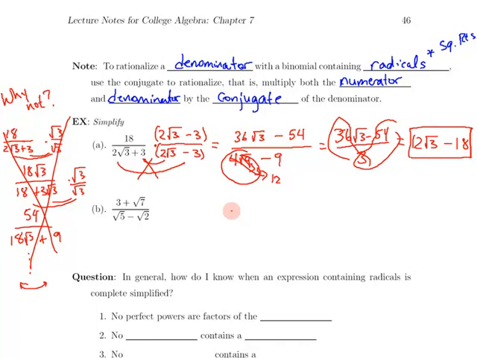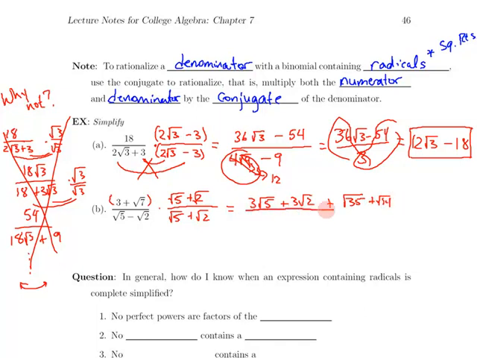Alright, let's do one more just for practice sake. We have 3 plus the square root of 7 divided by square root of 5 minus the square root of 2. If I multiply the conjugate of the bottom, square root of 5 plus square root of 2, on top and bottom, and then FOIL, both on the top and the bottom. On top I'll have 3 times the square root of 5, which is 3 square roots of 5. I have 3 times the square root of 2, which is plus 3 square roots of 2. I have square root of 5 times square root of 7, which is plus the square root of 35. Okay, and then square root of 7 times the square root of 2 is plus the square root of 14.